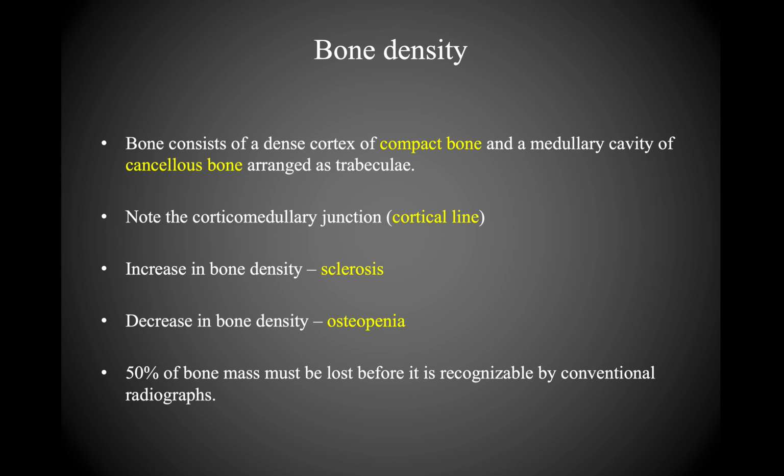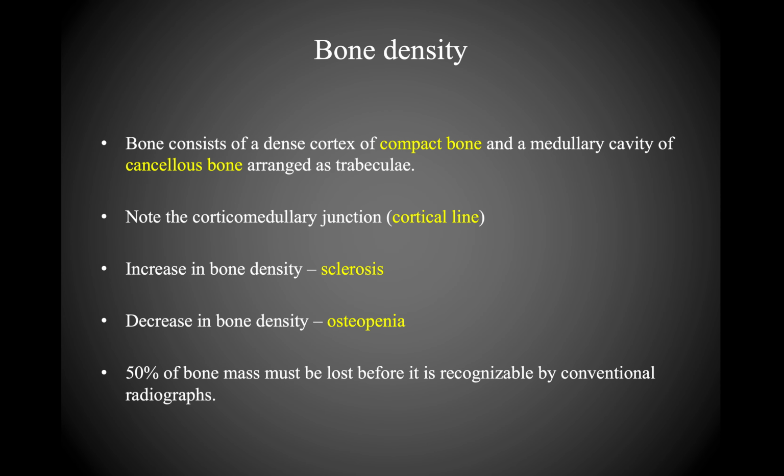And you want to keep in mind the cortical medullary junction, also called the cortical line, when you're evaluating bone radiographically. You also want to be thinking about an increase in bone density, which is known as sclerosis, versus a decrease in bone density, which is known as osteopenia. We've all probably heard of osteoporosis, but osteopenia is simply defined as a decrease in bone density, whereas osteoporosis is where that decrease in density reaches a certain point.